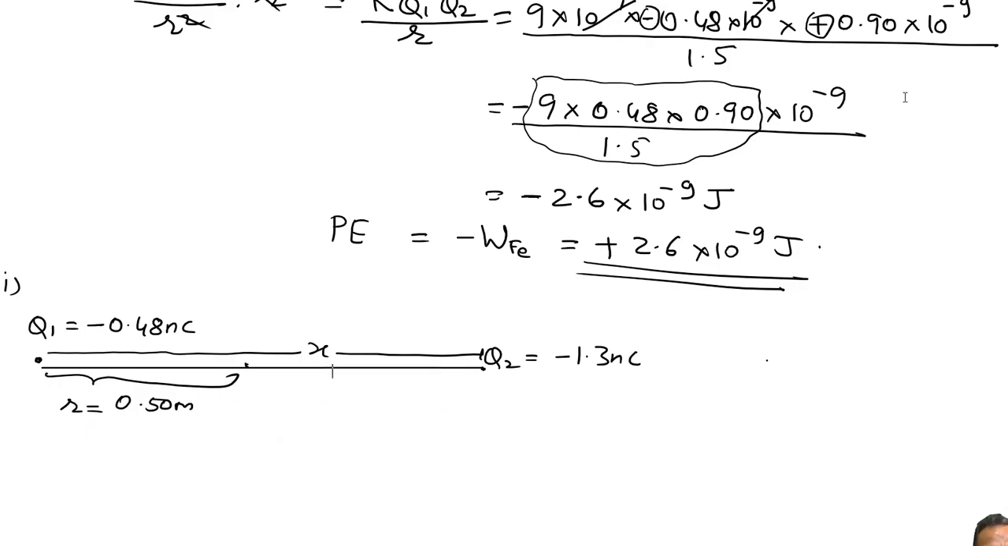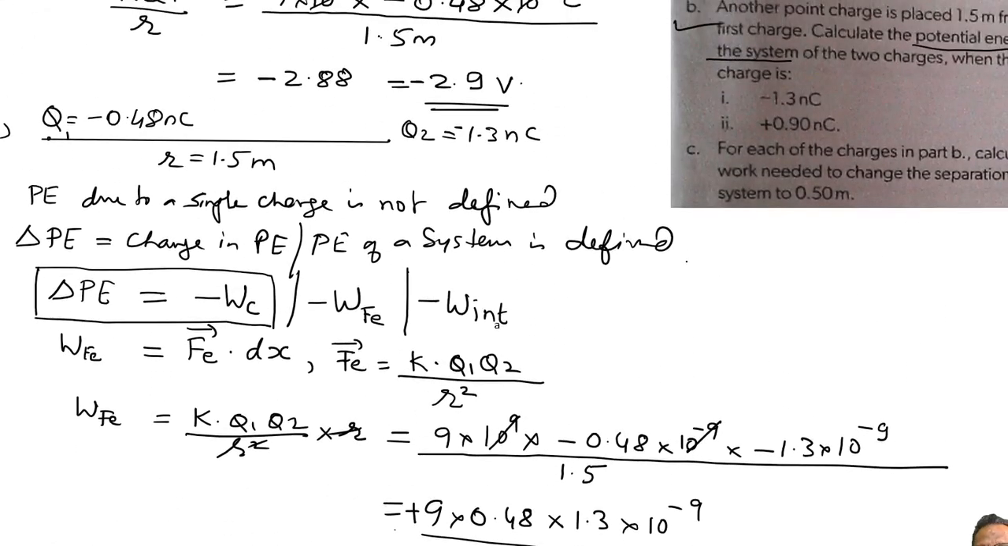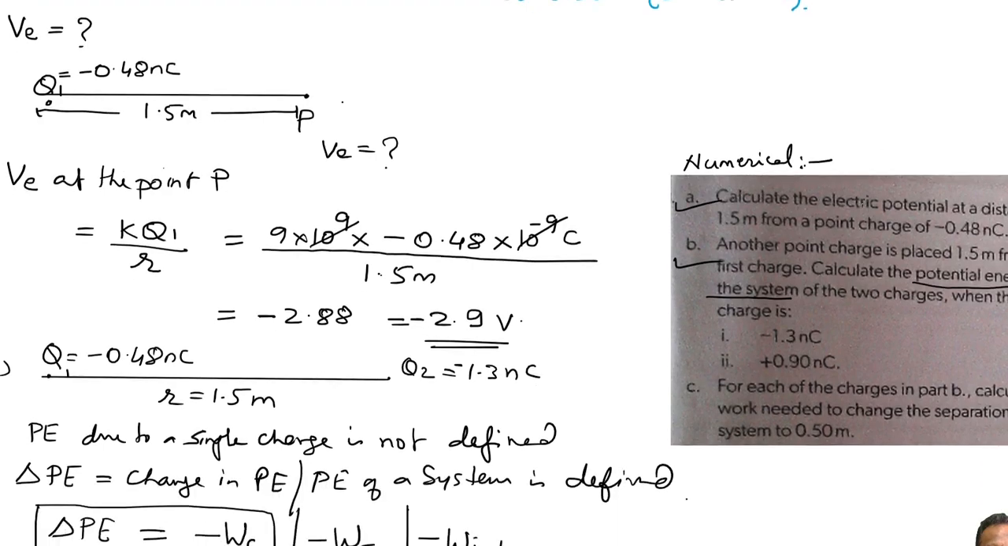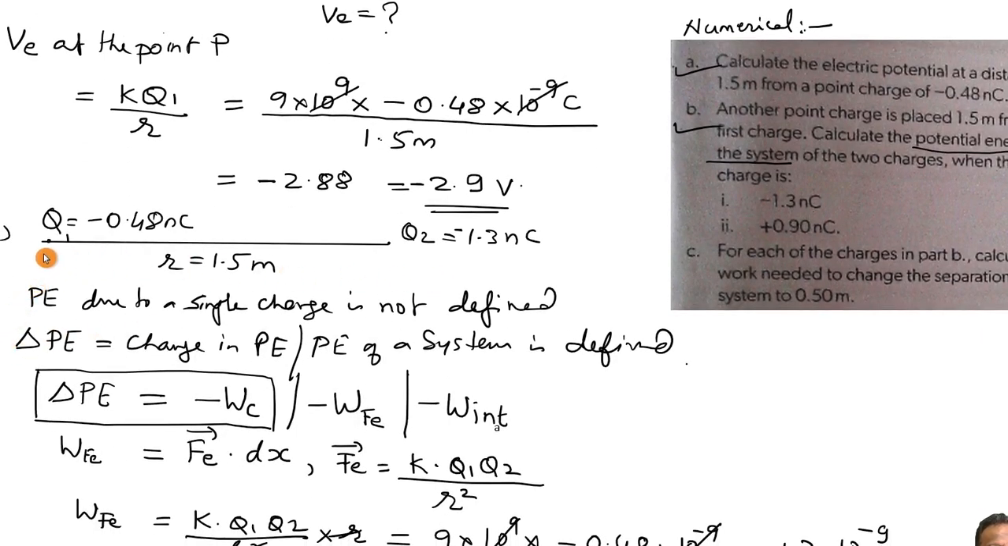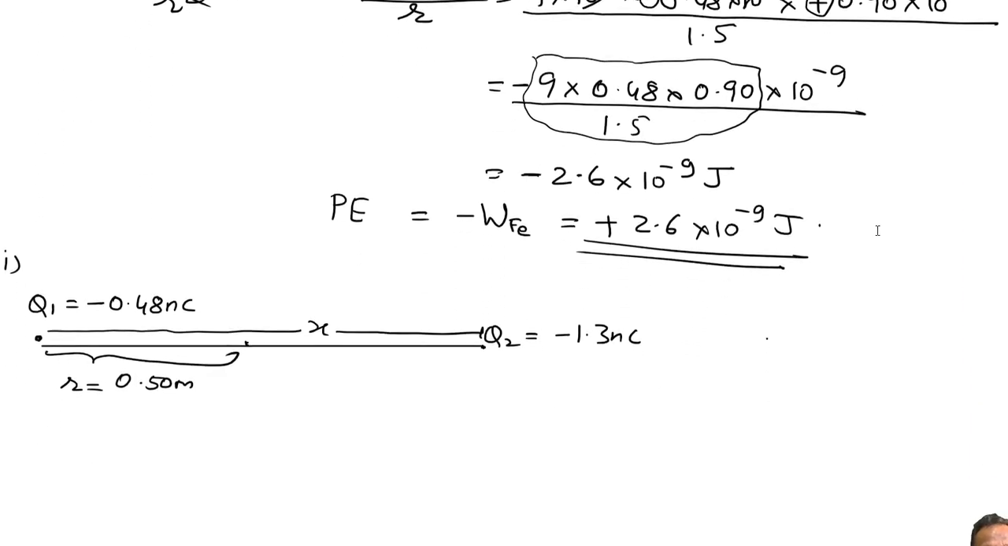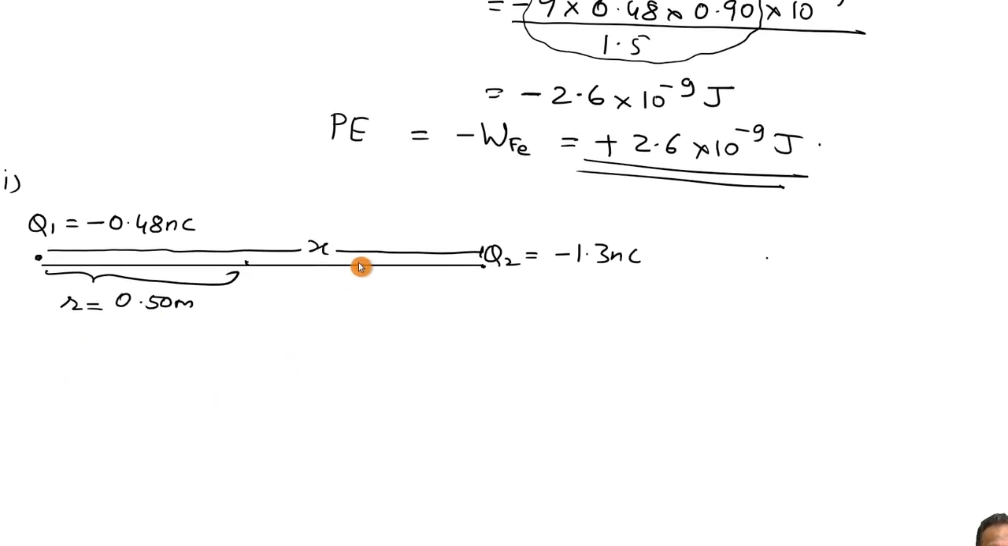Now let us read the question once again. The C part of the question says that for each of the charges in part B, that is minus 1.3, and second time it will be 0.90 nanocoulomb positive, calculate the work needed to change the separation of the system to 0.50. So initially what was the separation? Initially the separation was 1.5 meter, isn't it? In the B part, can you see in both the questions, the separation was 1.5 meter. From this 1.5 meter, the separation has to be brought down to 0.50. So this separation x is 1.5 meter.